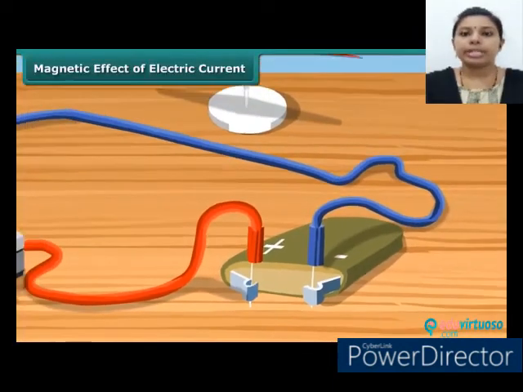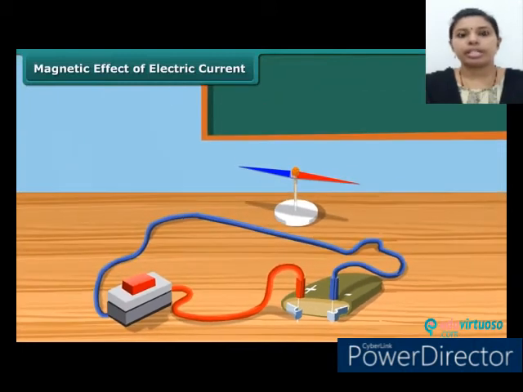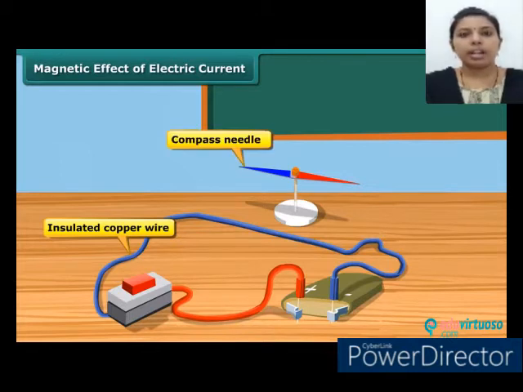Let's perform a simple experiment to understand it. Take a thin insulated copper wire and fix it in the north-south direction. Place a compass needle, which is a tiny magnet, under the wire. Connect the two ends of the wire to a battery.